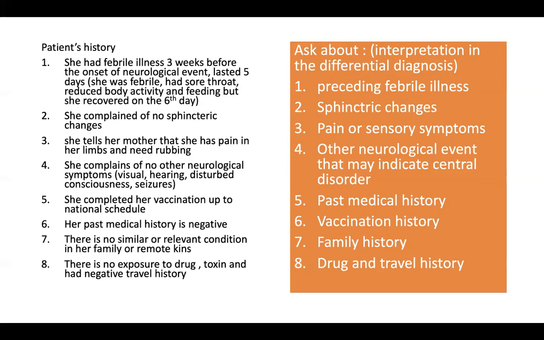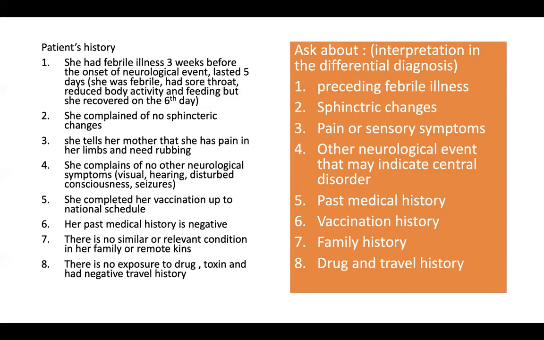First, she had history of febrile illness 3 weeks before the onset of the neurological event. It lasted 5 days. She was febrile. She had sore throat, reduced body activity. She had malaise and reduced feeding, and she recovered on the 6th day. So there was febrile illness.